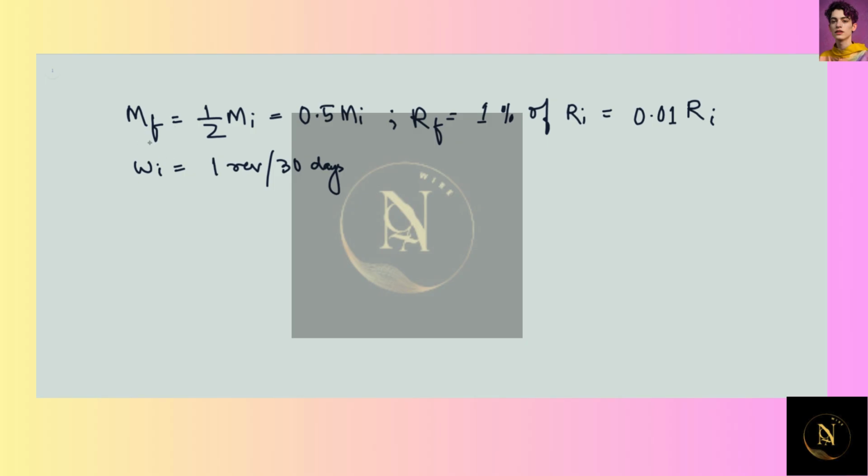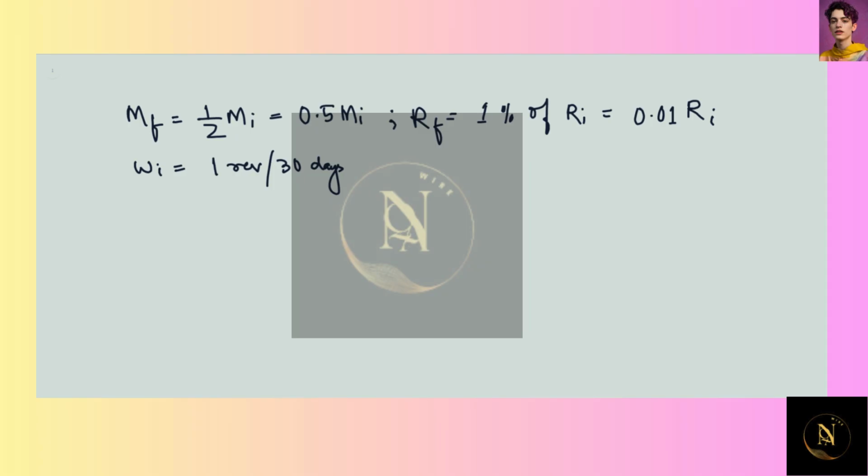So here subscript I denotes initial and F denotes final. So we have the final mass to be half of the initial mass and the final radius to be 1% of the initial radius, and this is equal to 0.01 times the initial radius.